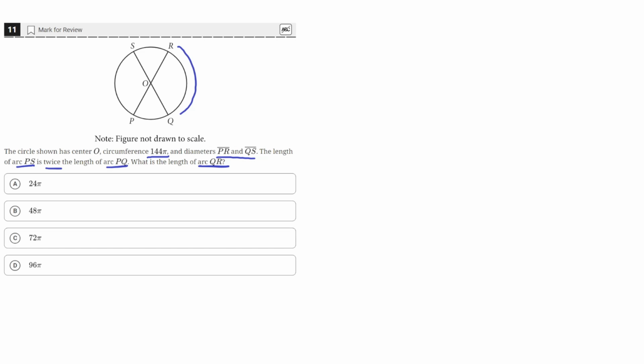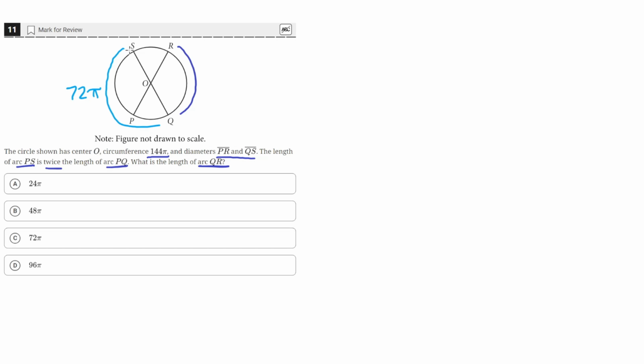Since we know that QS right here is a diameter, the arc that it defines is equal to half the circumference. So this arc going from S to Q is 72 pi, which is half of 144 pi. And using that, we can create a system of equations to find the length of arc PQ.